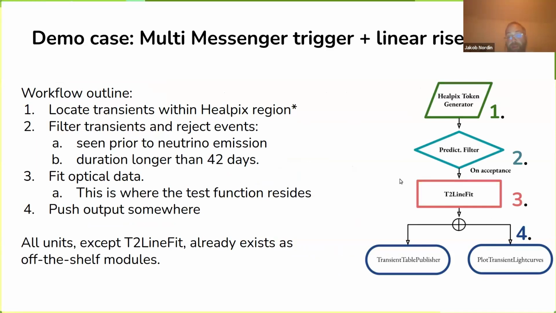And then we might have some reactions, which could be that you send an alert right away, or you notify your telescope, or you just print a table. The idea with a processing framework is that you can have most of these modules available off the shelf. You pick them out of existing software libraries, and then you add the component that you thought out. In this case, it would be the T2 line fit.